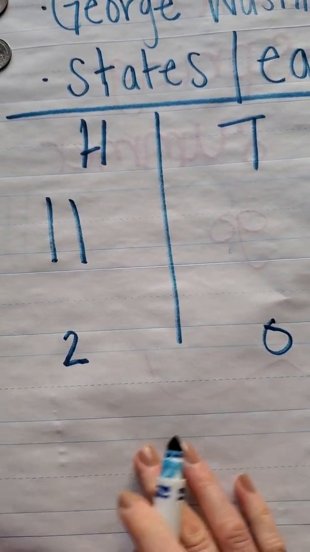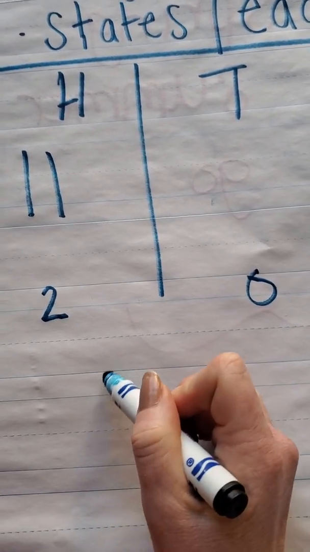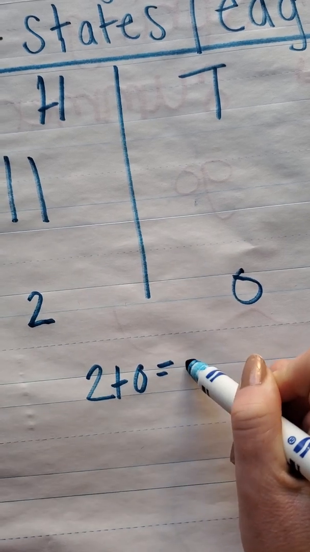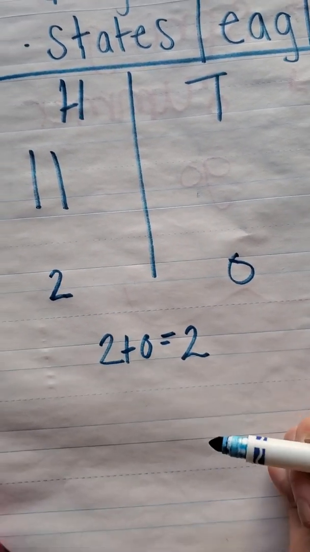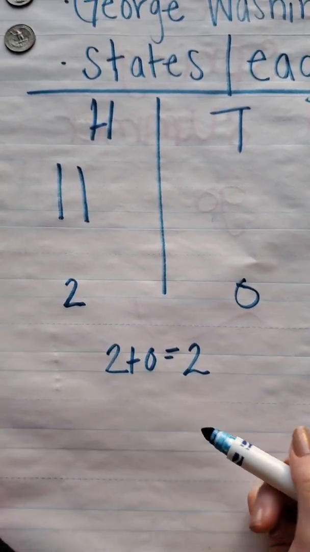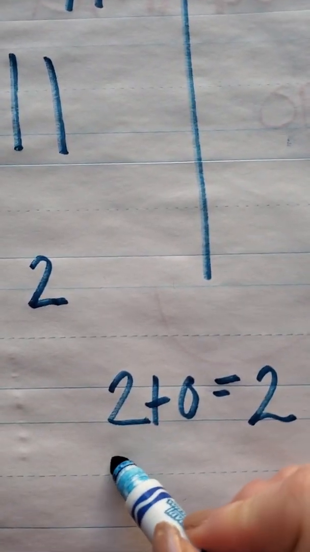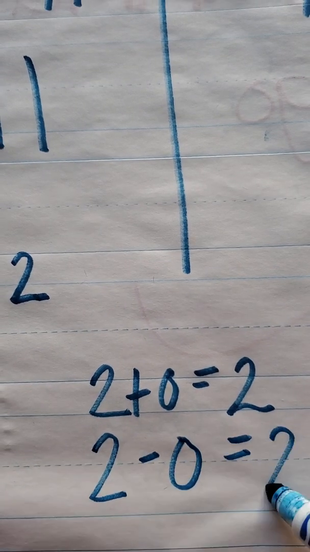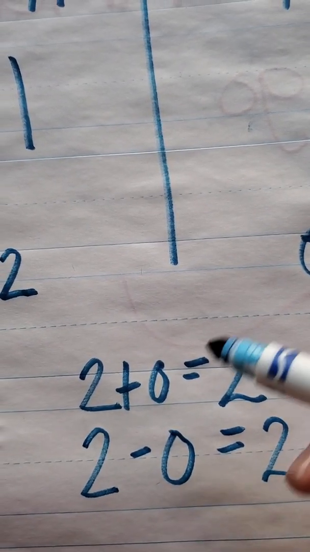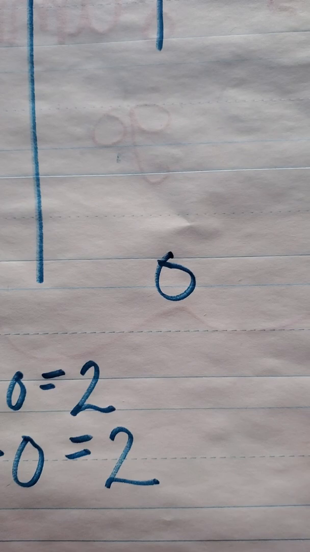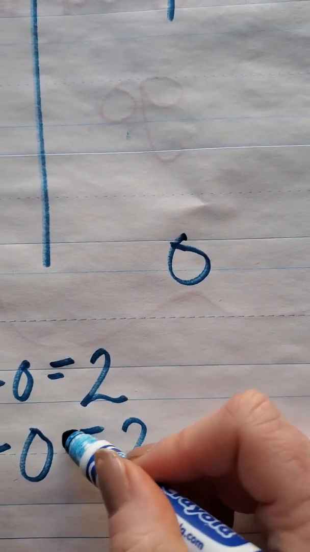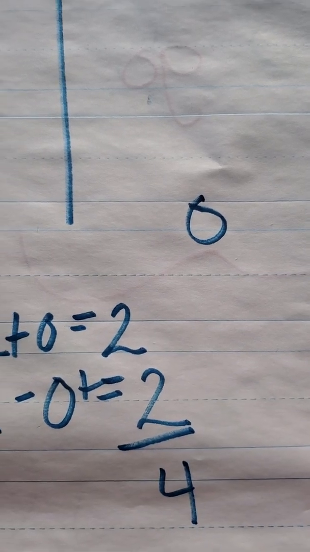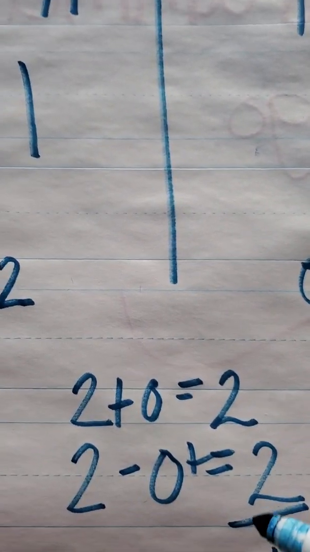So you could turn this into an addition problem. My bigger number goes first. 2 plus 0 equals 2. Or you can turn it into a subtraction problem. You know that 2 minus 0 equals 2. Okay, you can add them all together. 2 plus 2 is 4. Okay, so those are some ways to throw in addition and subtraction.